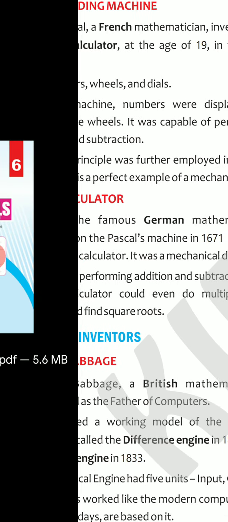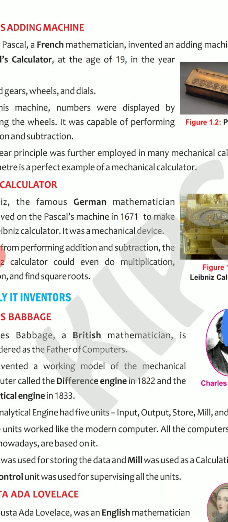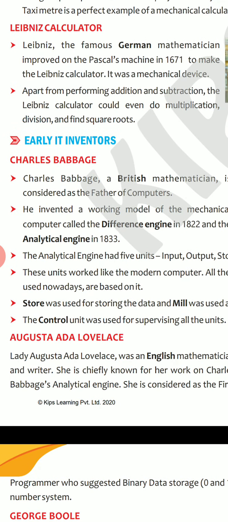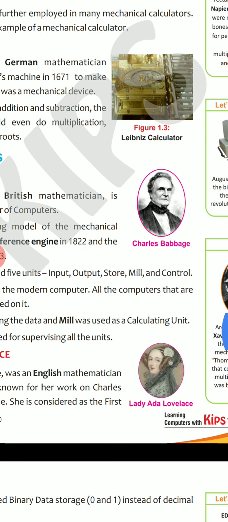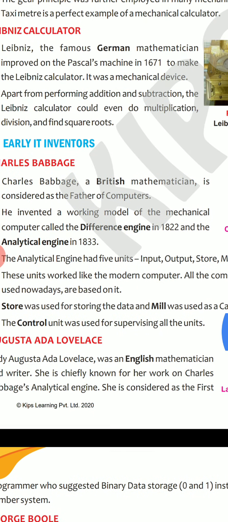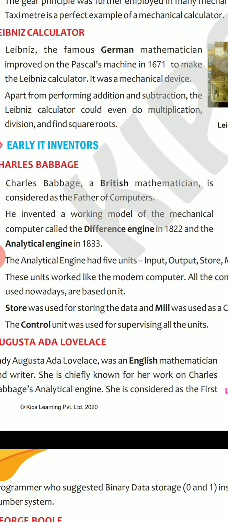Another machine after Pascal's adding machine is the Leibniz calculator. This was invented by a German mathematician. Look at this machine. This is the Leibniz calculator, and this machine was basically used for multiplication, division, and square root, along with addition and subtraction. Square root is something new which you will be learning in higher classes.